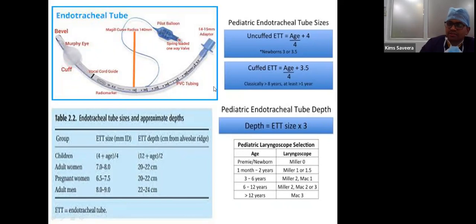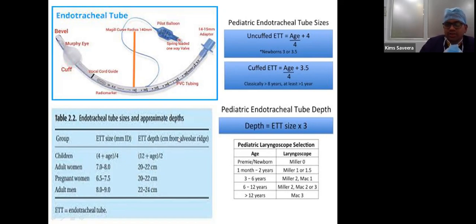Then how to select the size of the ET tube? In pediatric cases, we have a formula for uncuffed tube: age by 4 plus 4. Generally, for newborns we use 3 or 3.5. For cuffed tubes, age by 4 plus 3.5. It is classically for greater than 8 years and less than 1 year. Generally, to remember, for an adult female, 7 to 8 size, and adult male, 8 to 9 size, and for pregnant women, 6.5 to 7.5. And for age less than 12, calculate using this simple formula.